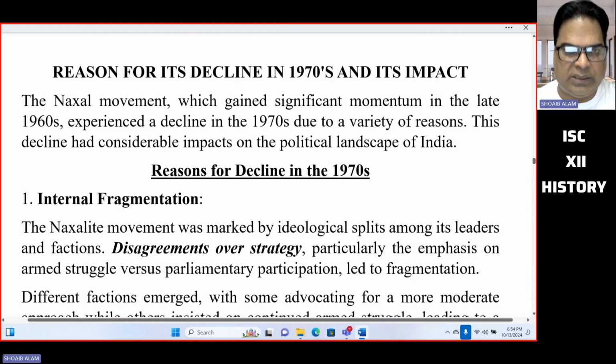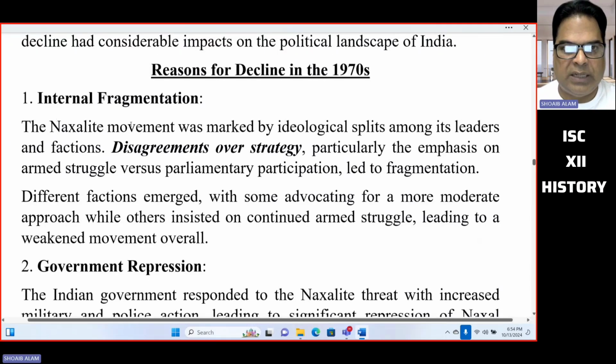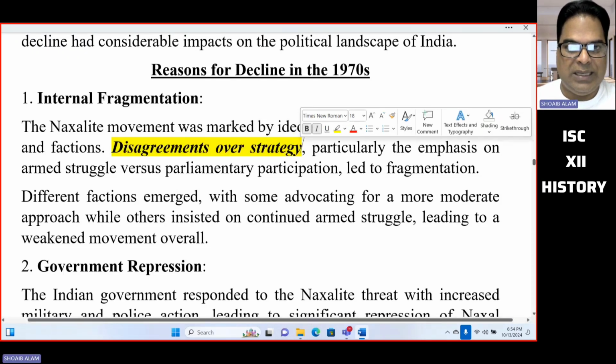So number one reason for the decline of the Naxal movement in the 1970s: the Naxalite movement was marked by ideological splits among its leaders. That means disagreement. Point number one, disagreement over the issue, that means their strategy.